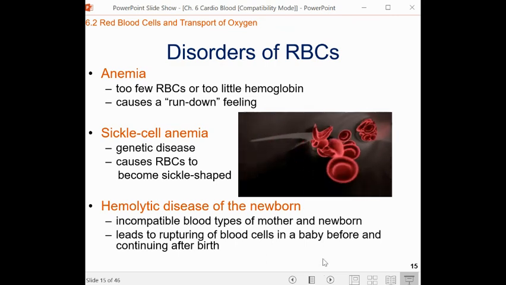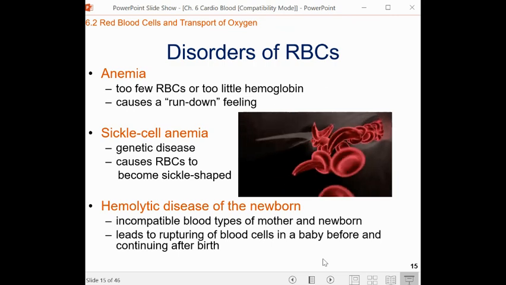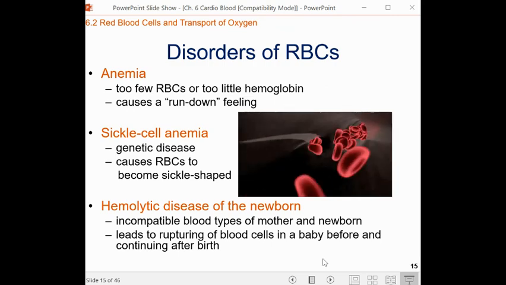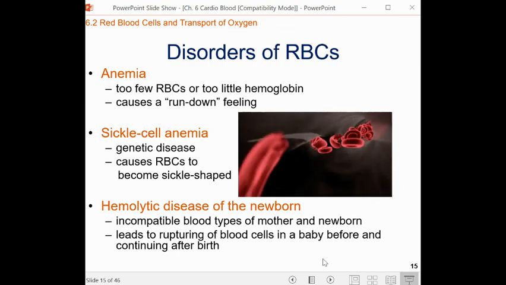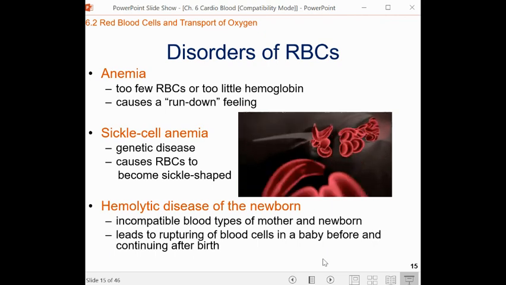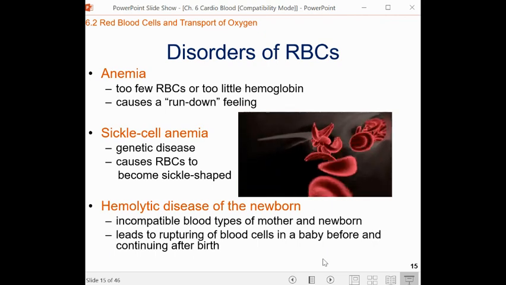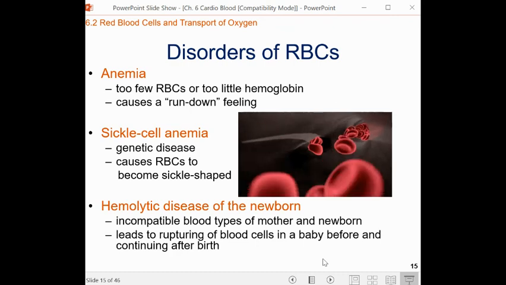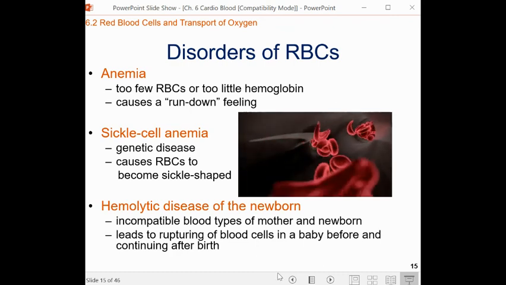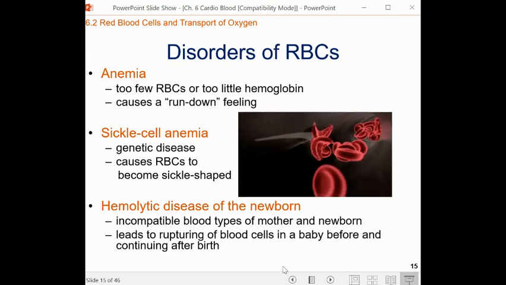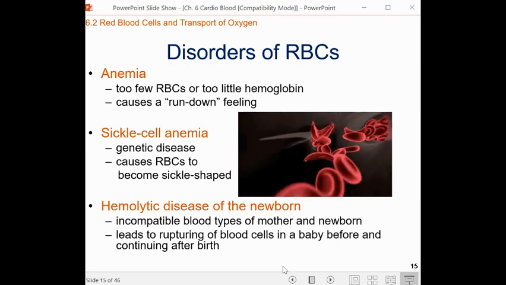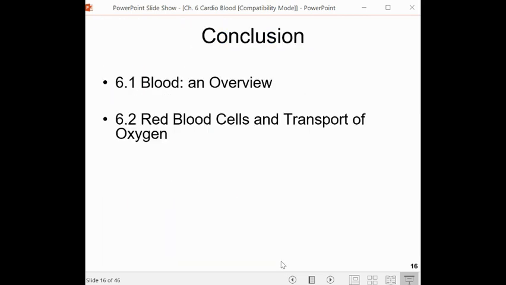There's also something called hemolytic disease of the newborn. It's where the blood types of the mother and the newborn baby are incompatible, and the mother's immune system starts to attack the baby. It's very life-threatening to both mother and baby, and it can cause blood cells to both rupture and clot in the baby right around birth. We have medications to treat it. We just have to know if it's there.